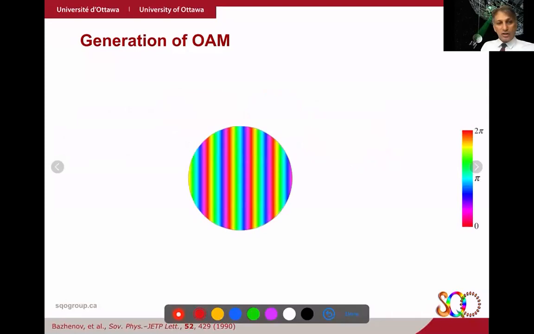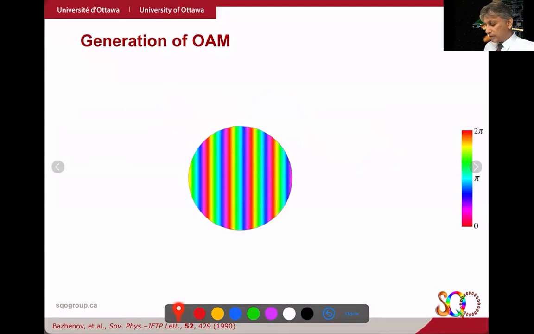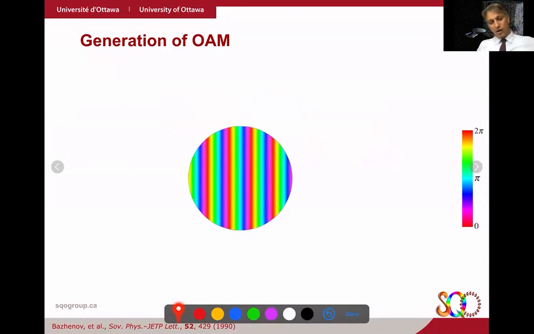There is another way to generate orbital momentum, which is beautiful, and it was proposed even before people were talking about orbital momentum. It was done in 1990, and this is a way that people were thinking about creating phase singularity. That was a beautiful work of Marat Soskin and colleagues in Ukraine. Unfortunately, we lost Marat last year, and he trained a lot of great scientists in the field of singular optics.